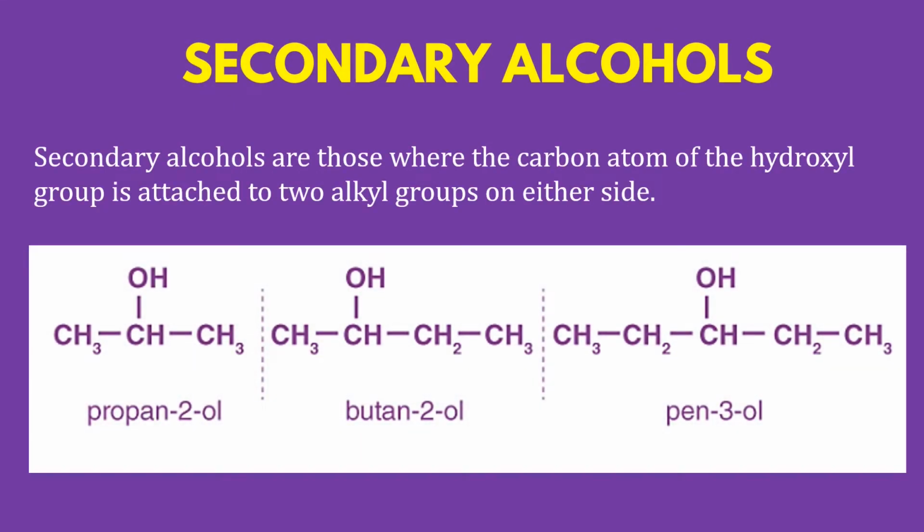Secondary alcohols are those where the carbon atom of the hydroxyl group is attached to two alkyl groups on either side. The two alkyl groups present may be either structurally identical or different. Some examples of secondary alcohols are given below: propan-2-ol, butan-2-ol, and pentan-3-ol.